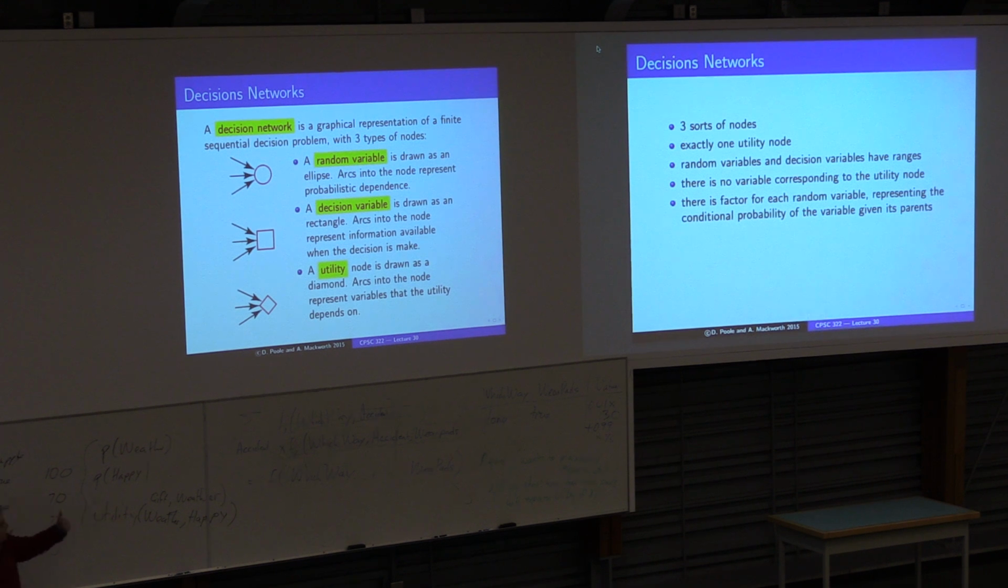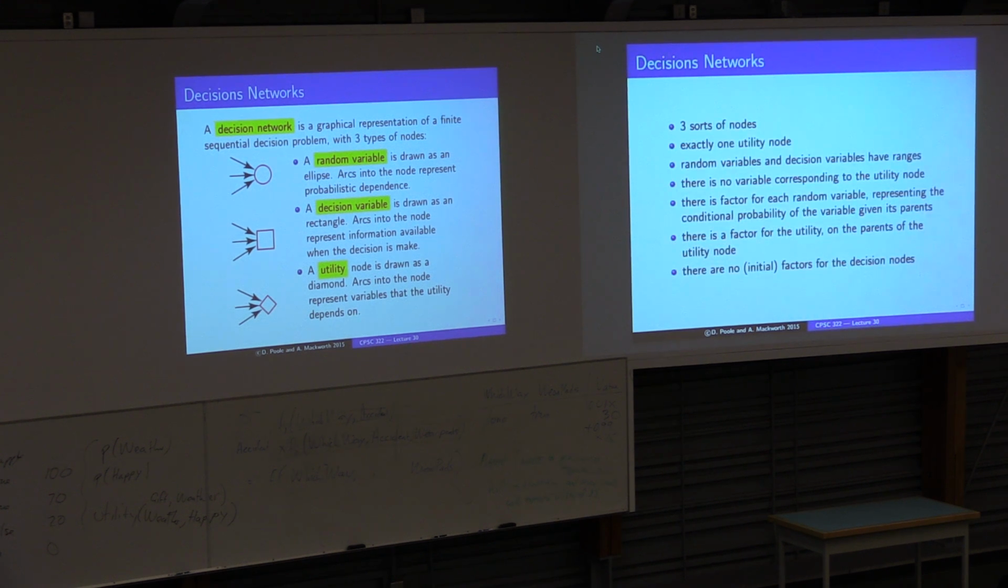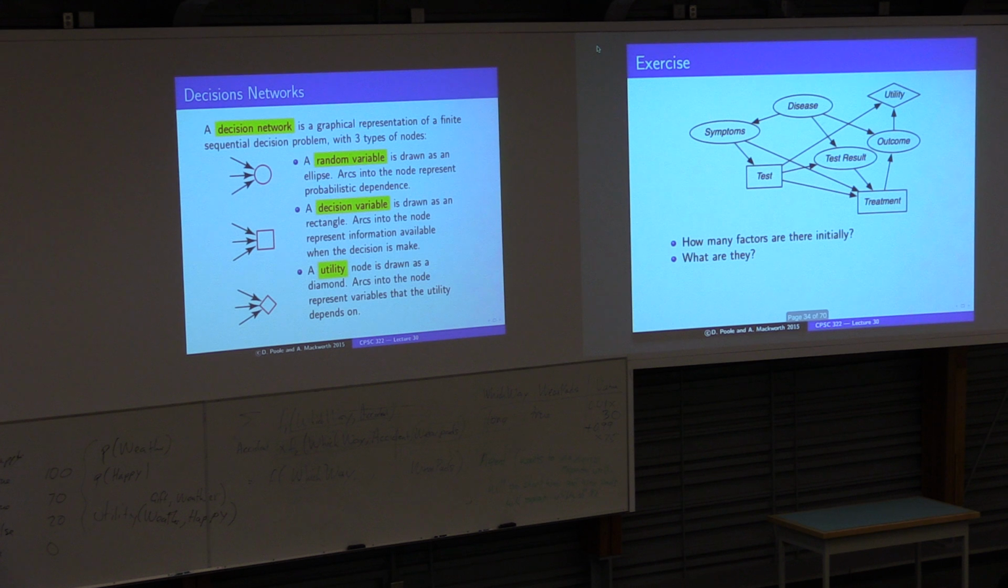There's a factor for each random variable representing the conditional probability of the variable given its parents. This is the same as we had in the belief network. And there's one factor on utility that's a function of the parents of the utility. So that's the same as we had before. There are no initial factors for the decision nodes. Any questions about that? All right.